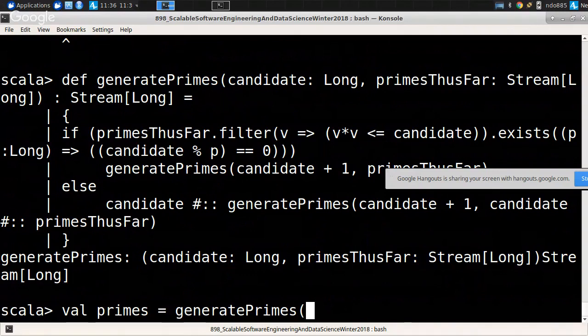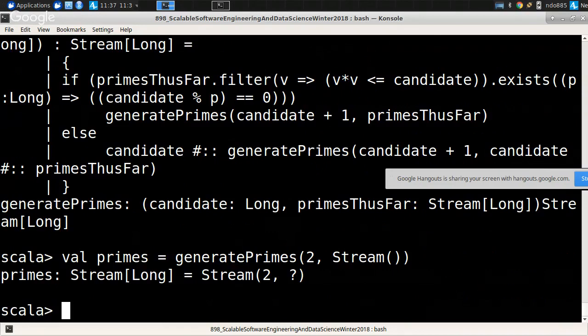What do I give it as its first argument? 2. If I gave it 1, why would that be a problem? Yeah, well, because it's going to be taking each candidate mod 1, which is not going to be helpful because it's probably going to be defined as 0. I'm actually not sure what happens. Maybe it blows up on you. Okay, and an empty stream.